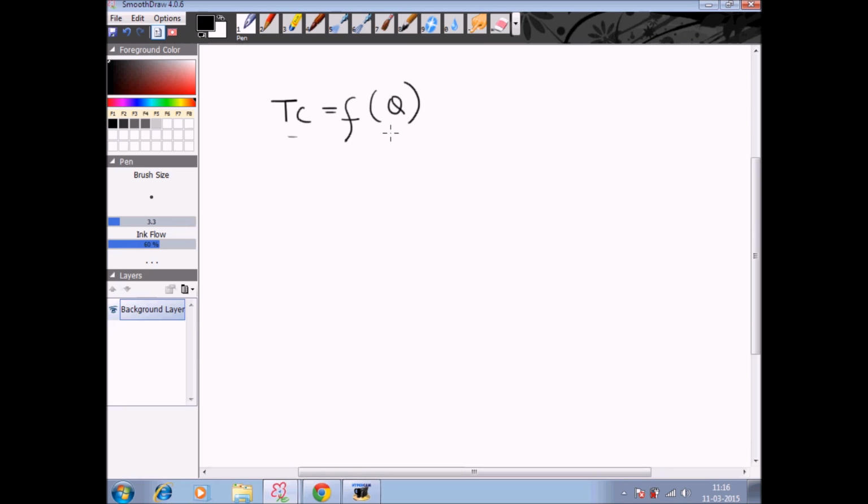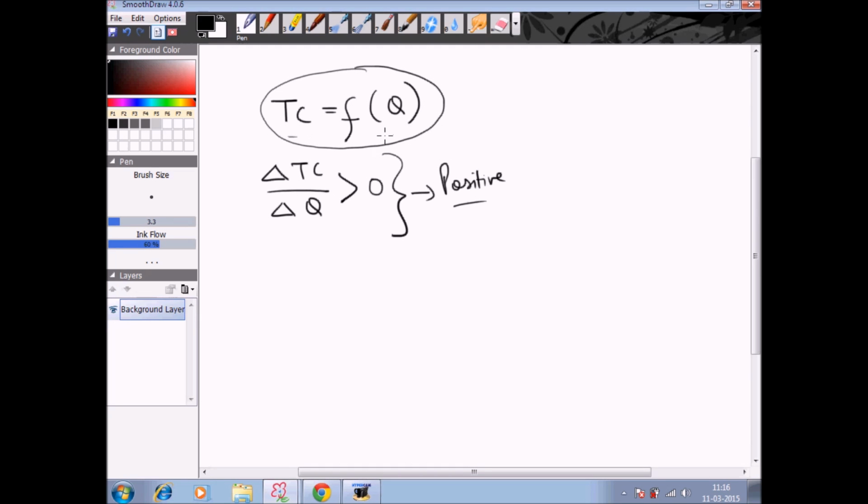That is, total cost depends upon the unit of output produced. Now here, the change in the total cost divided by the change in the quantity produced will always be greater than 0. This means that there is a positive relationship between the total cost of production and the quantity produced. That is, with the increase in the quantity, the total cost of production will increase. Now, specifically, how the cost function looks always depends upon the time period, whether we are considering short run or long run.